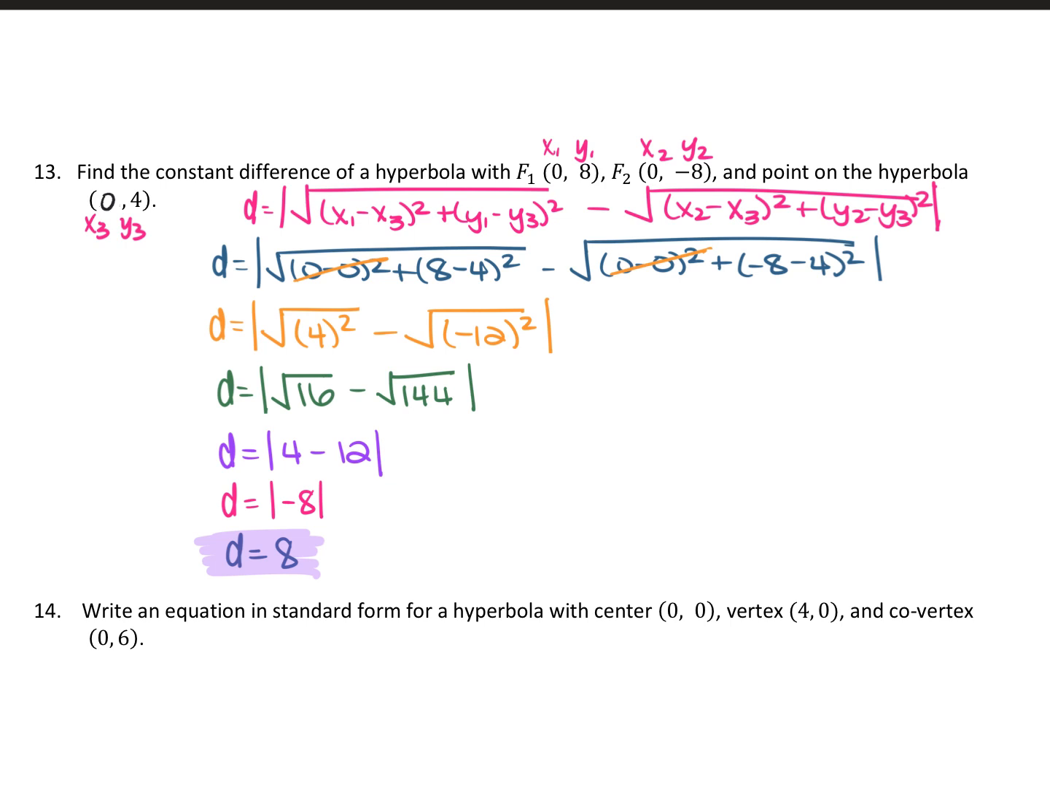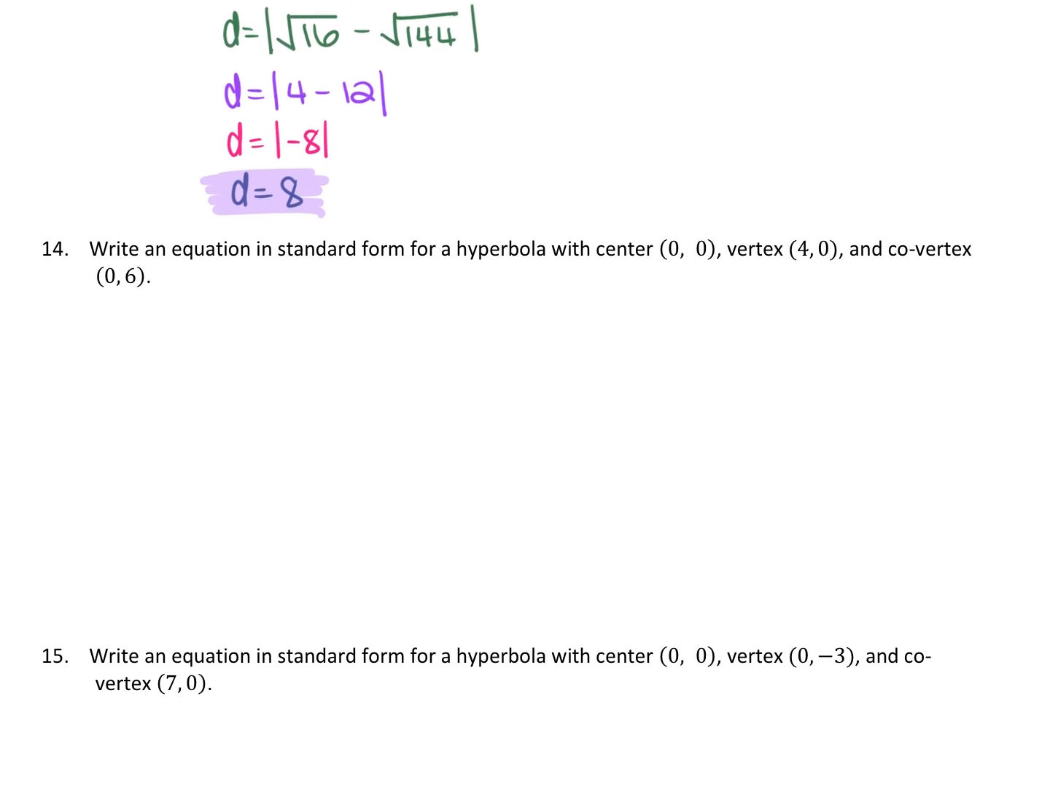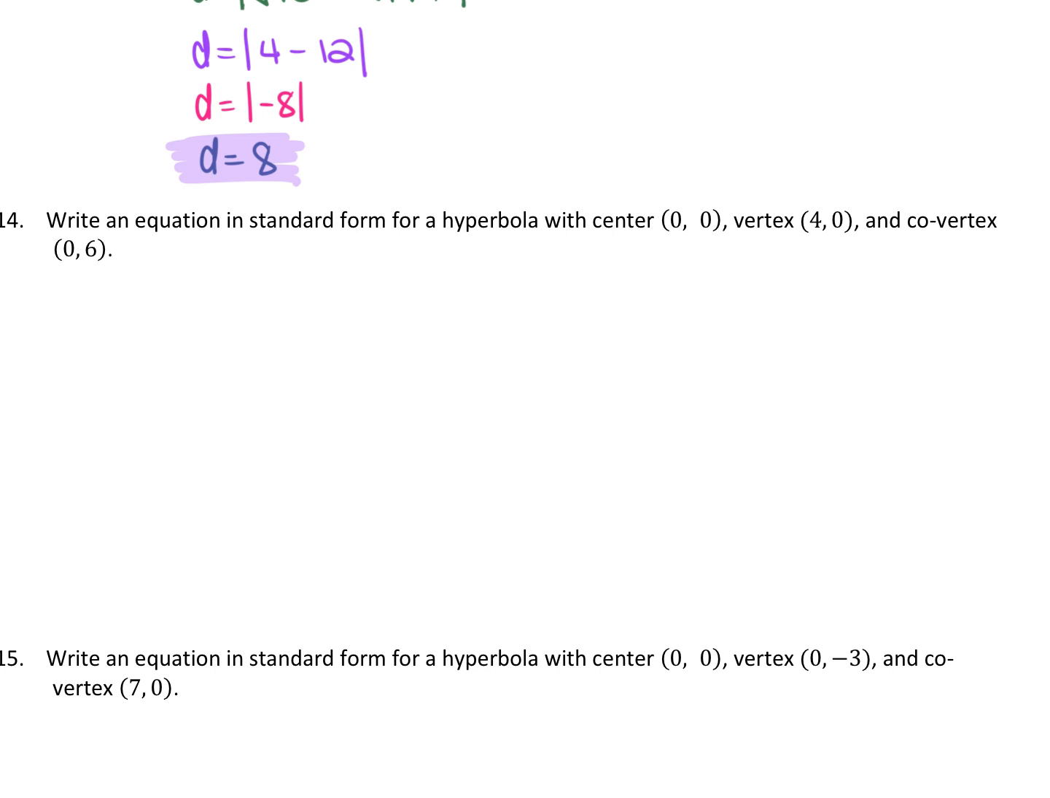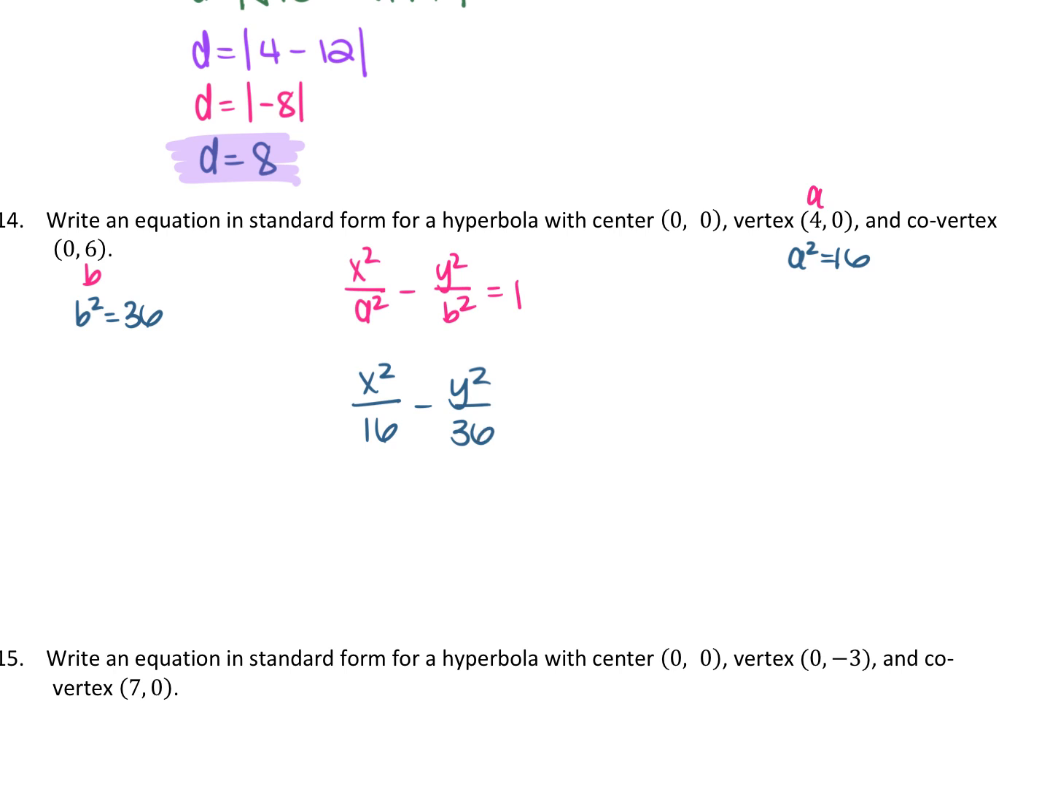For your next question, number 14, you're writing an equation in standard form for the hyperbola with a center of 0, 0, vertex of 4, 0, and co-vertex of 0, 6. Your vertex is A, co-vertex is B. Your A is in the x place, so we're going to use x squared over a squared minus y squared over b squared is equal to 1. We said a is 4, so a squared is 16. B is 6, so b squared is 36. If we plug both of these values in, that's going to give us x squared over 16 minus y squared over 36 is equal to 1.